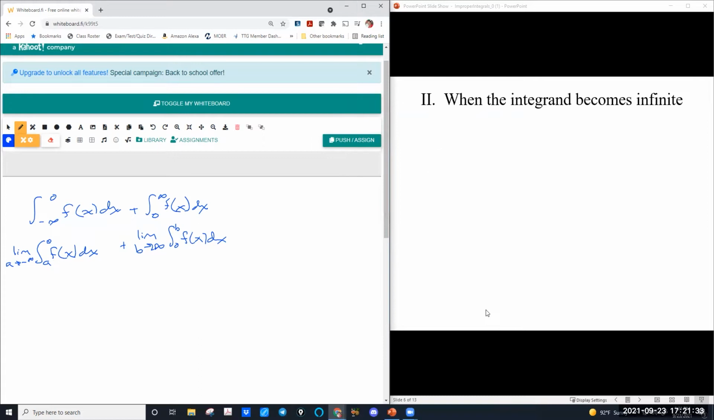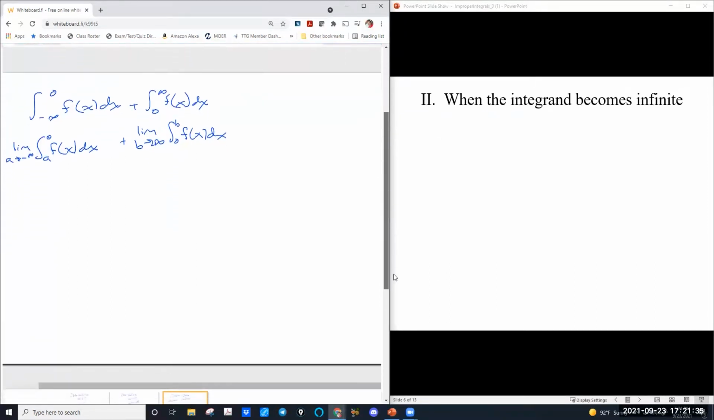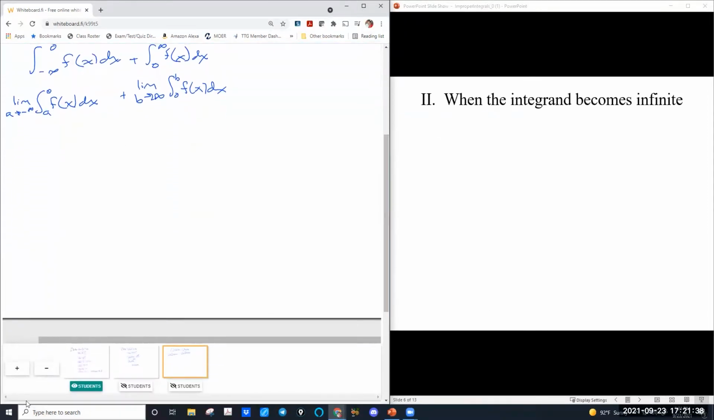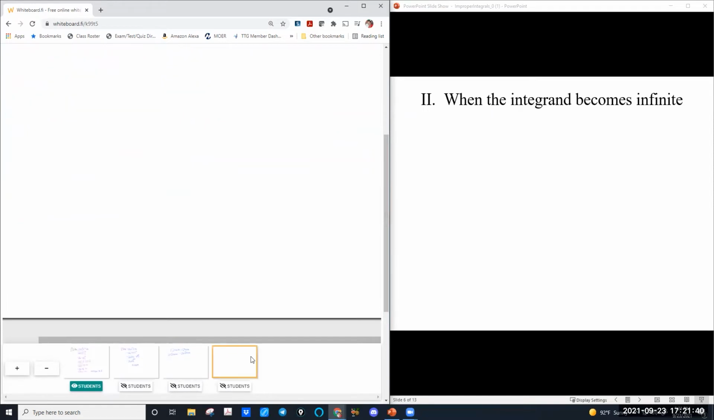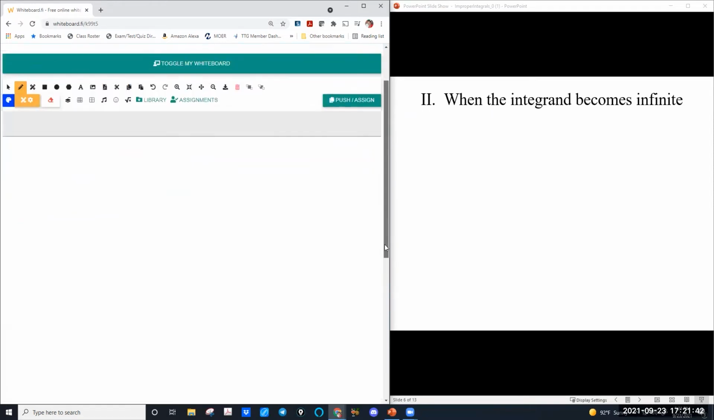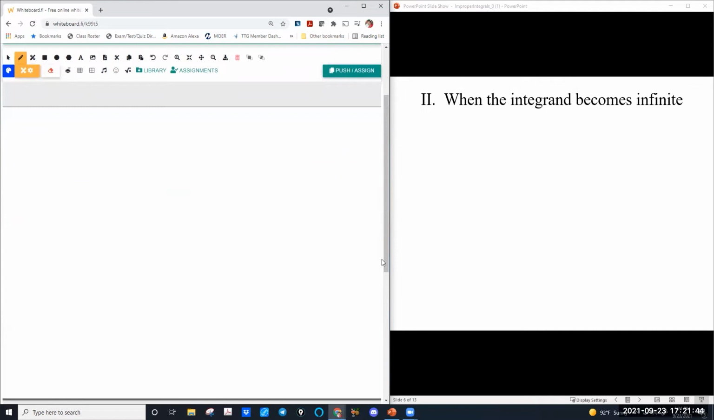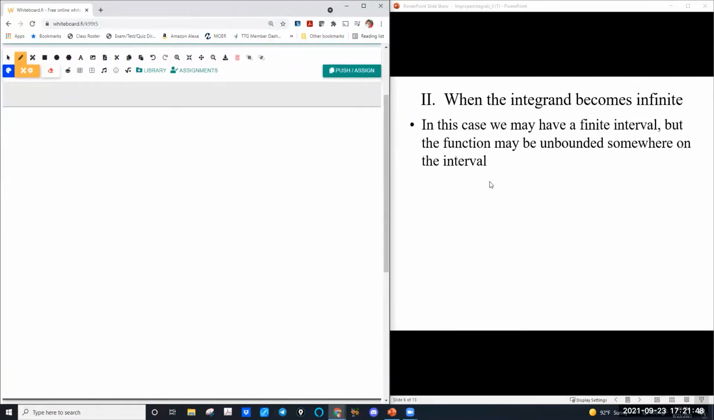Let's go to case number 2. We won't do as many of these, but these do show up. They don't come in as often in practice. We're going to be a lot more interested in the unbounded interval. Sometimes the integrand can become infinite. So in this case, the interval is finite, but the function that we're integrating is unbounded somewhere on the interval.